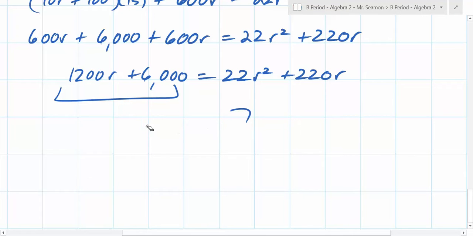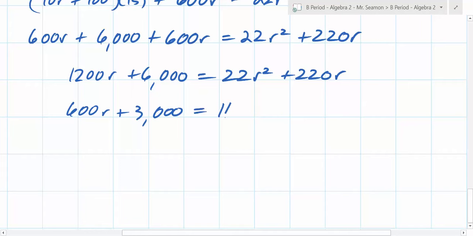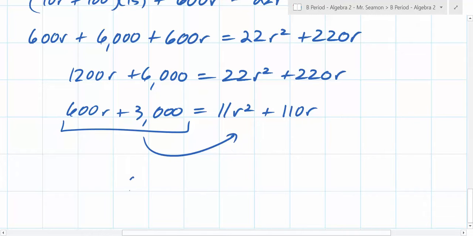The only thing you could do, they're all even, right? So you could do 600R plus 3,000 plus 22R. Unfortunately, you might want to divide by 11, but the problem is... That's what I was going to say. 110R. Look at that. Basic math. Failing Mr. Seamon. Okay, 110R. That better? Okay, so at this point, you might want to say, oh, divide by 11. Is 600 divisible by 11? Not nicely. Let's take all of this and put it on the other side. So you end up with 0 equals 11R squared. And how many R's do we end up with? Minus how many?